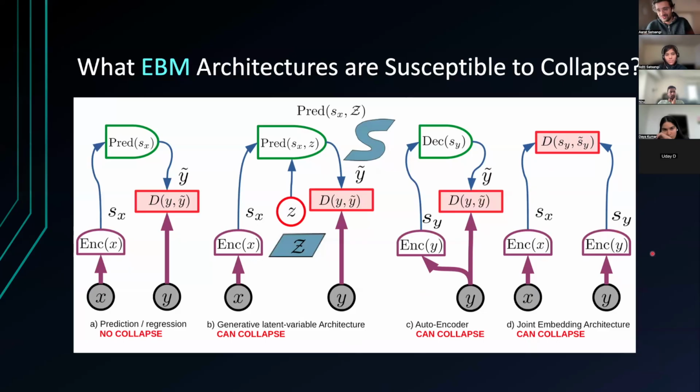I'll just tell you in one line. In generative latent variable architecture, if you give the latent variable a lot of informational capacity, it will collapse. I don't want to get into the because of it, because I want to move forward. So this happens because of the high informational capacity of Z.